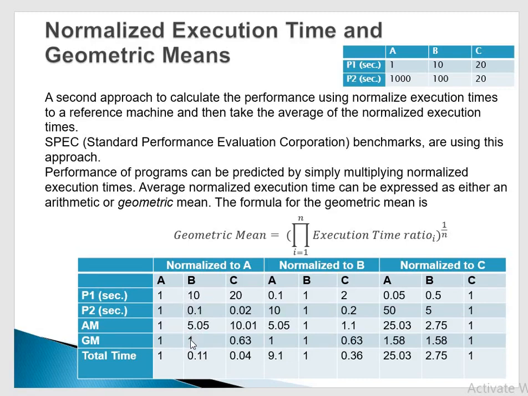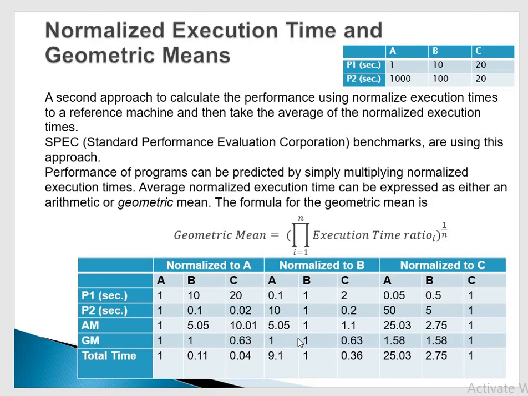10 into 0.1 is equal to 1. So it will be 10 into 0.1 under root 2, because the value of n is equal to 2. Here we are using this example for 2 programs. Similarly, this will be 20 into 0.02, the product of these 2 terms, and we have to take the power 1 by 2 as 2 programs are there. So it will be 0.63.